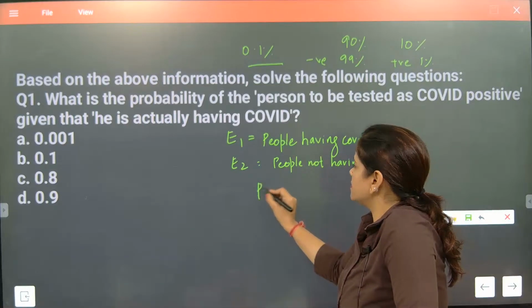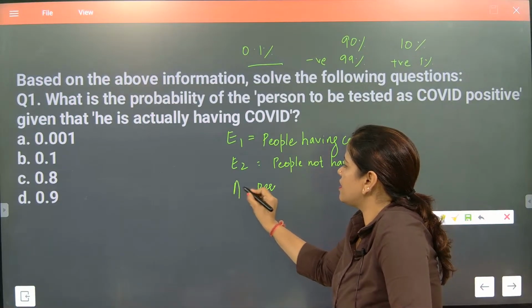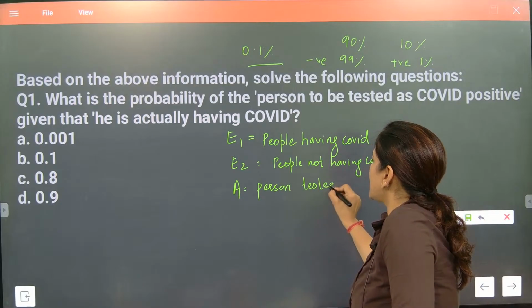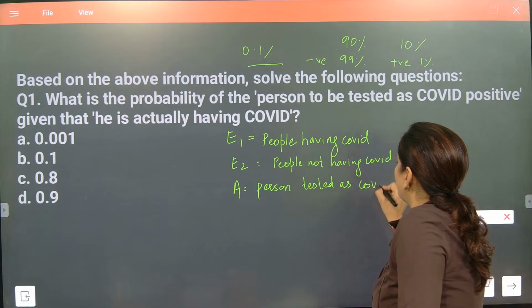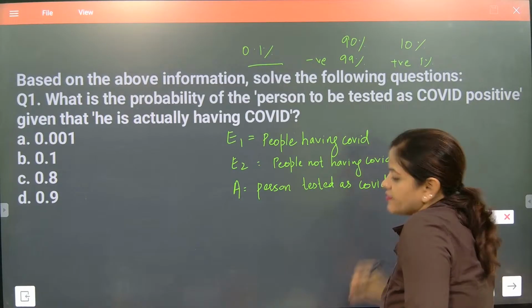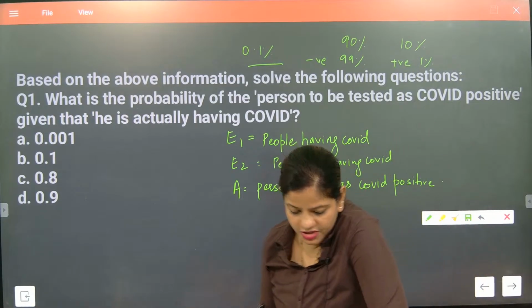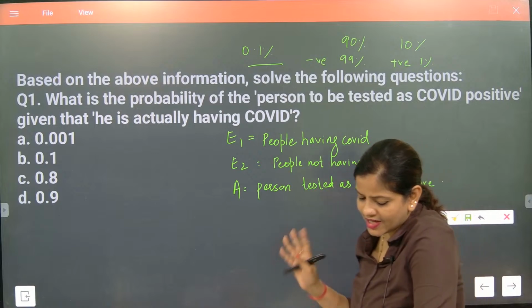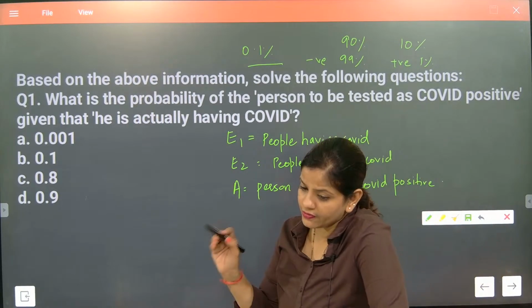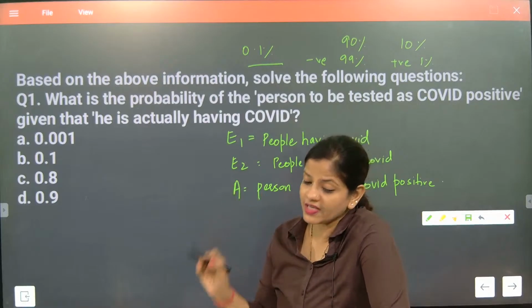Now the last part, what they are telling: person tested as COVID positive. So person A will become person tested as COVID positive. So once this person is going to be tested as COVID positive. Now the first part of the question, the first question of the case study.